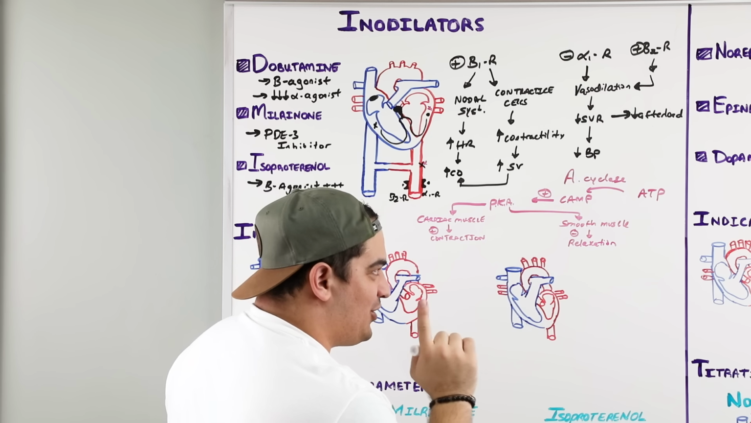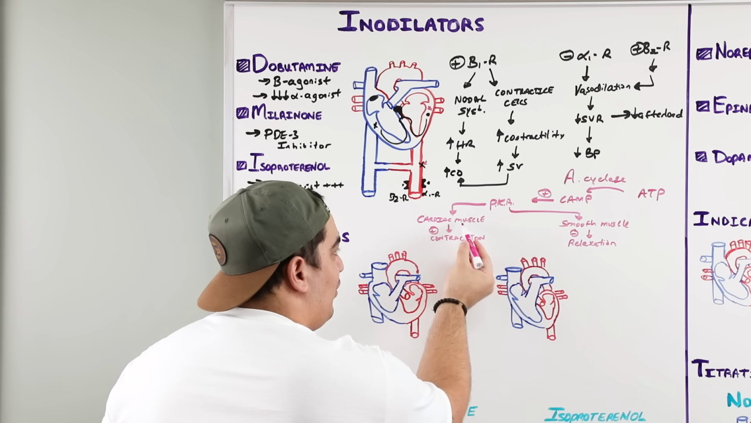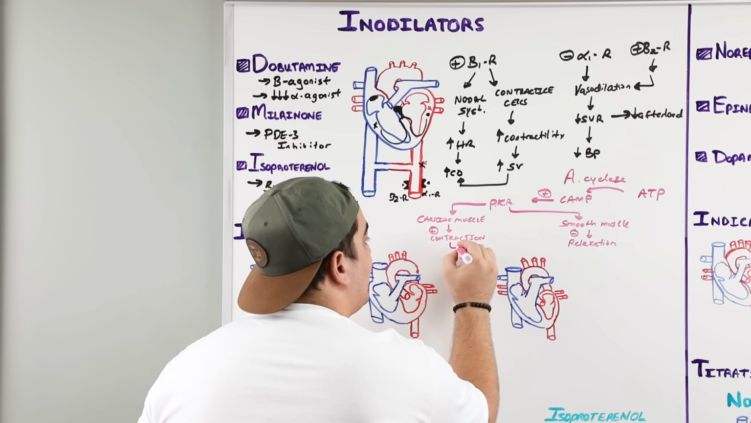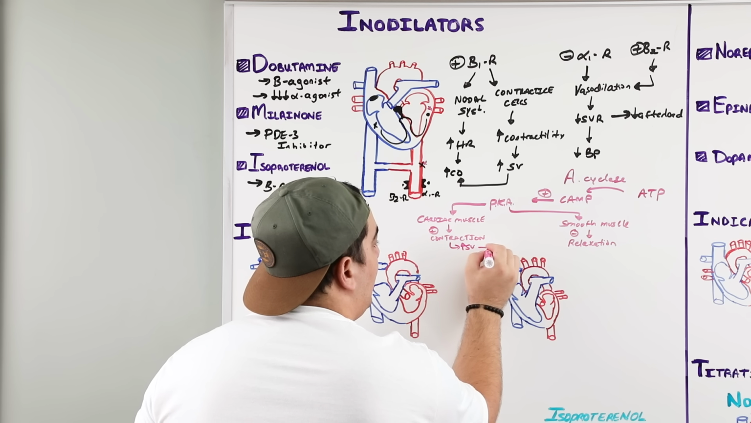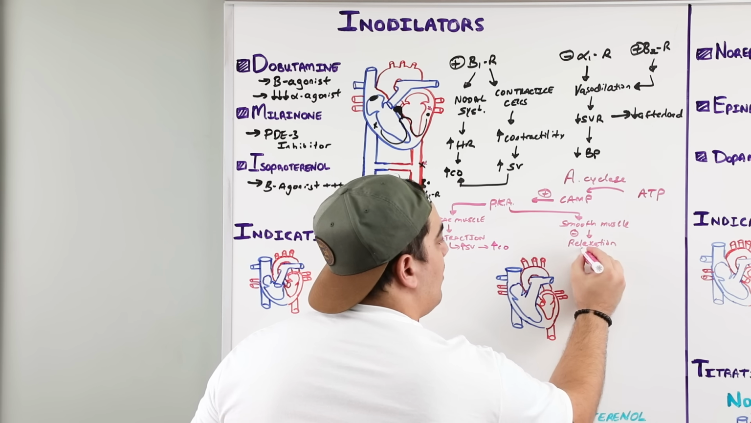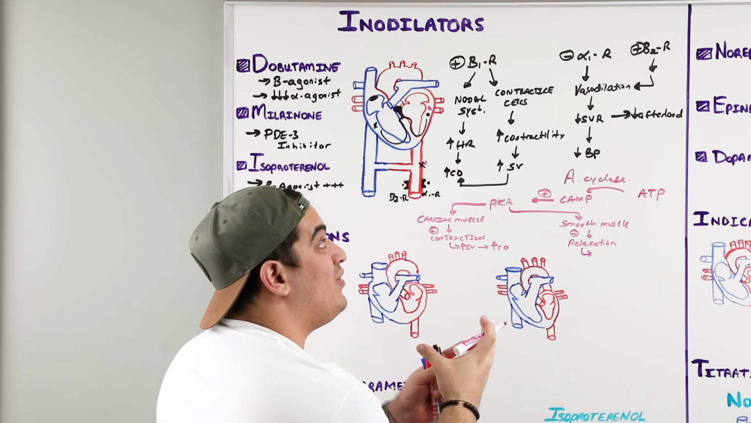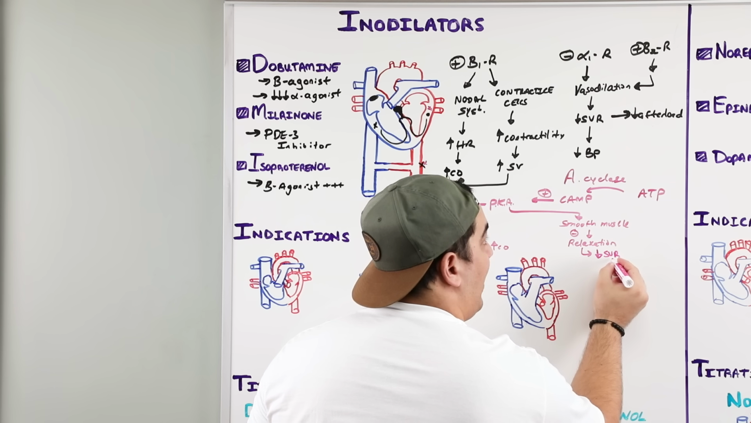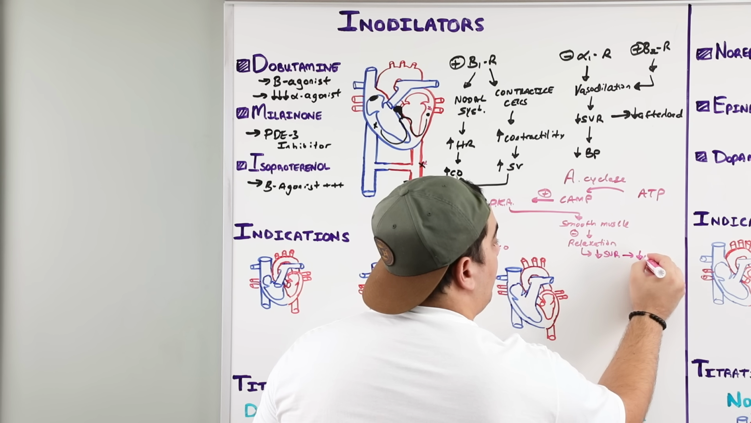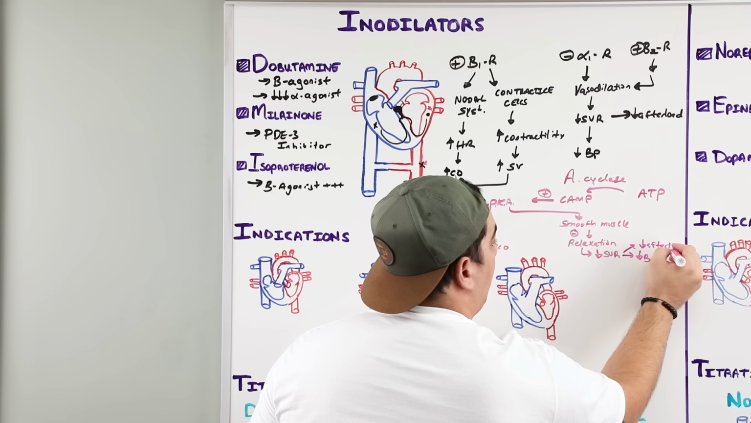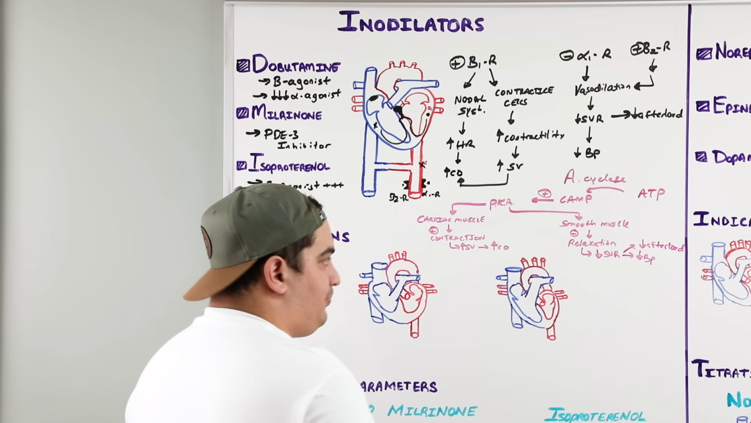So here's what's interesting about this. If you look at this mechanism, if you cause the cardiac muscle to contract, it's going to increase your stroke volume and you're going to increase your cardiac output. If you cause the smooth muscle to relax, that's going to cause vasodilation. If you vasodilate vessels, you lower your systemic vascular resistance, lower your BP, and lower the afterload.